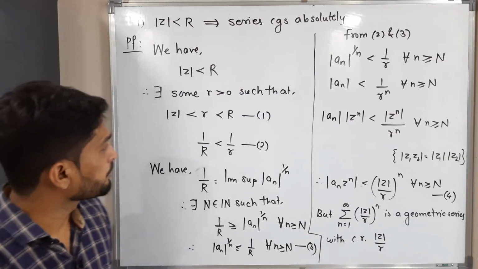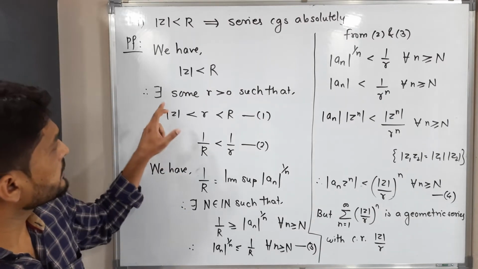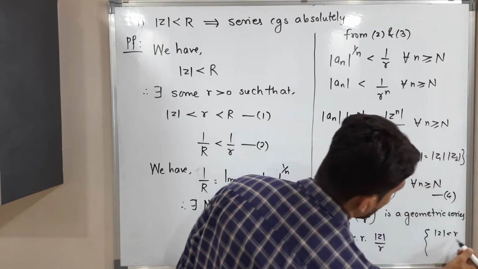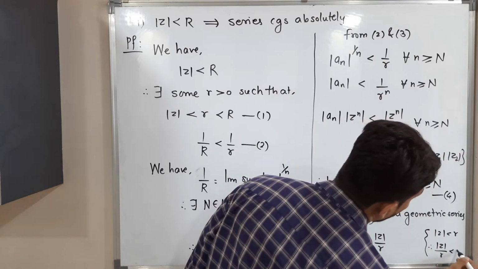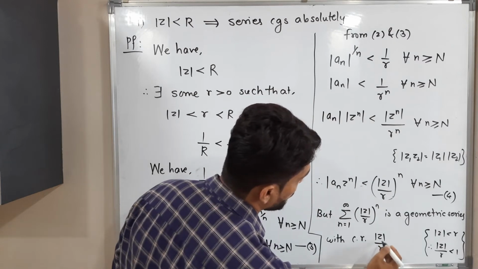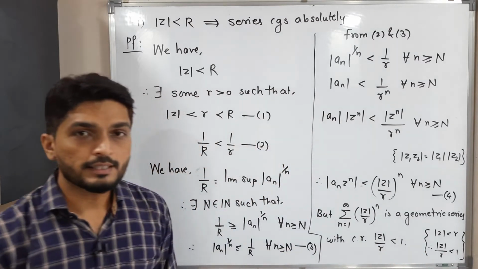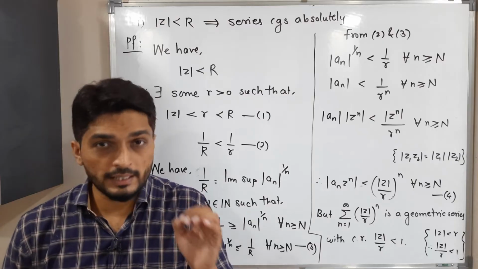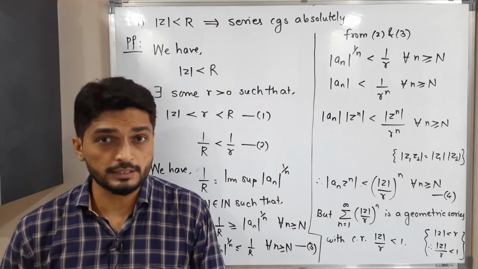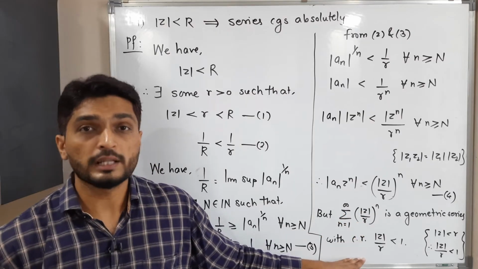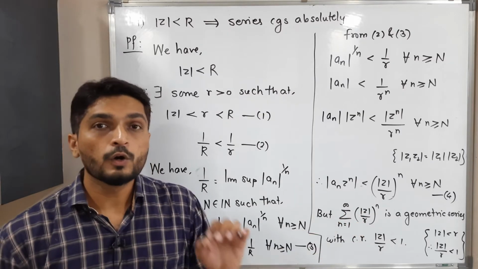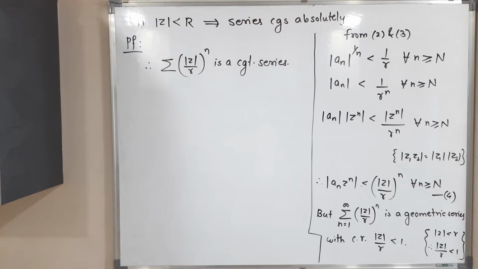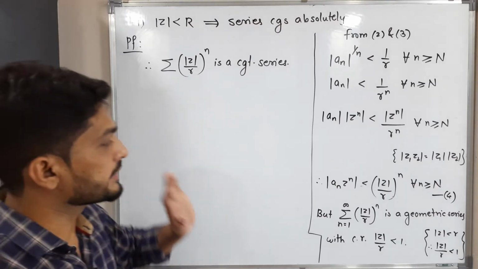But do you remember one thing, that |z| is less than r. See what we have, |z| is less than r. So if I shift small r to this side, |z| by r is less than 1. So this common ratio |z| by r is less than 1. Already we are familiar with that result: if you have any geometric series with common ratio less than 1, then 101% it is a convergent series. So definitely it's a convergent series. Make a screenshot of it first, then we will go further. Therefore I have written that summation of (|z|/r) raised to n is a convergent series.